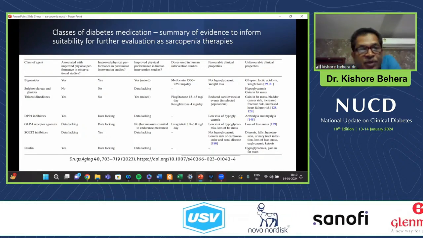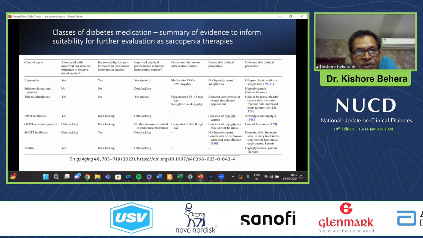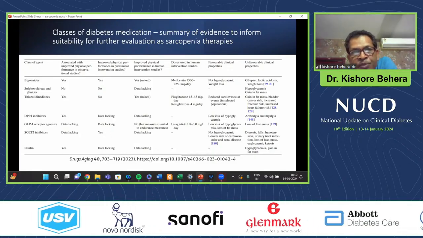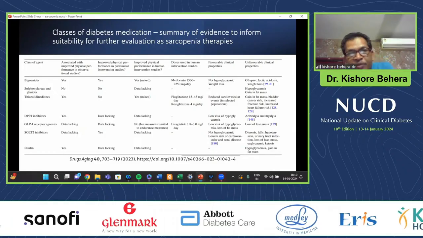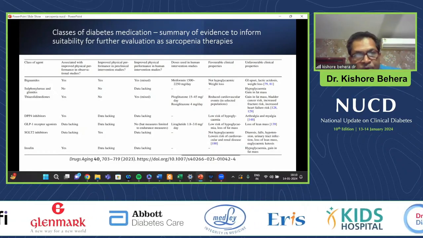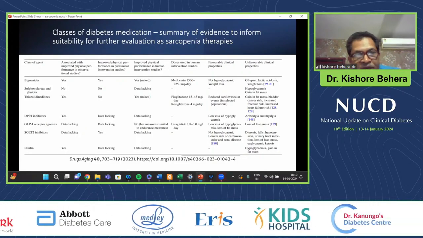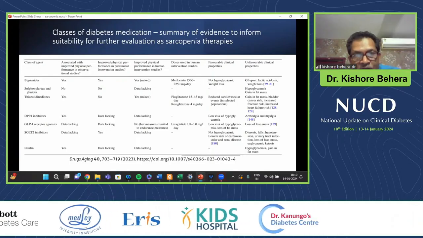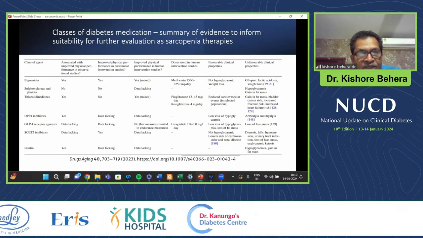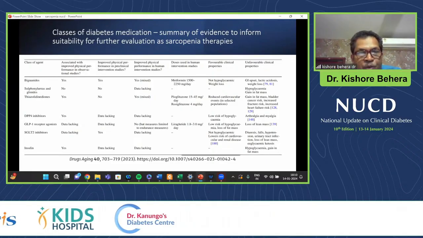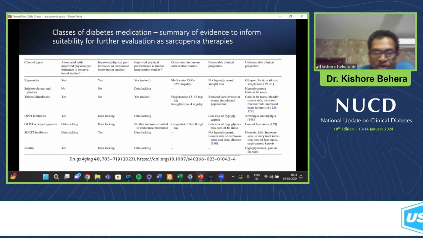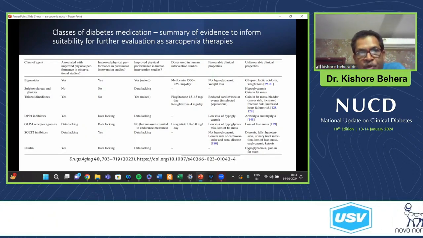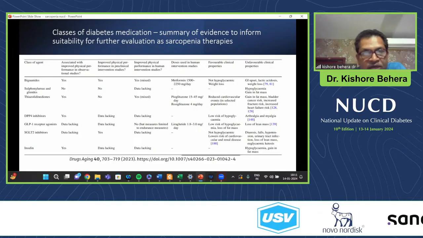Biguanides also have some effect in improved physical performance in preclinical interventional studies. Improved physical performance in human intervention studies is also seen with biguanides. So in a single line, probably biguanides have got some effect, as do thiazolidinediones. Otherwise, SGLT2 inhibitors have improved physical performance in preclinical intervention studies. So otherwise, none of the drugs has an effect in improving all three parameters of sarcopenia.